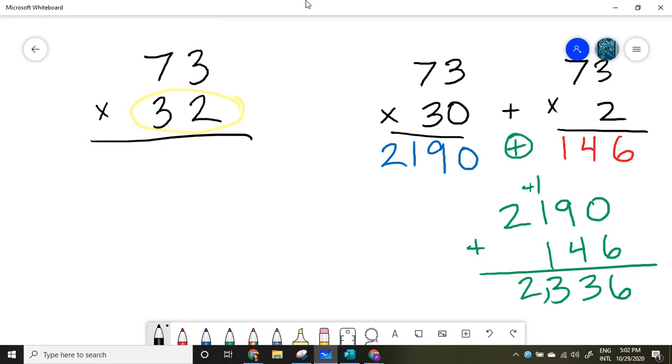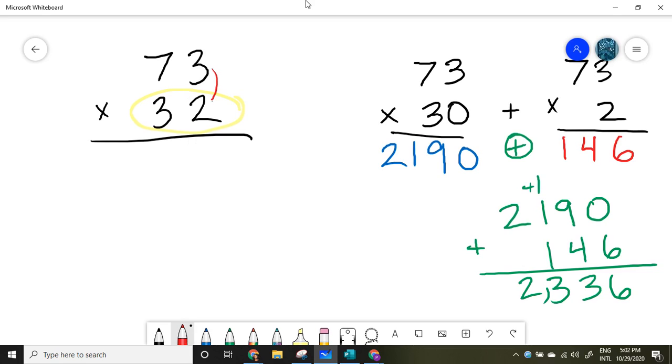I don't have to break my big problem into 2 smaller problems to multiply, though. I could just use 2 separate rows. So I will look at my bottom number 32. That's 30 and 2. I'm going to start with my 1s, and I'm going to start multiplying my 1s. So that would be 2 times 3. And then I will do 2 times 7.